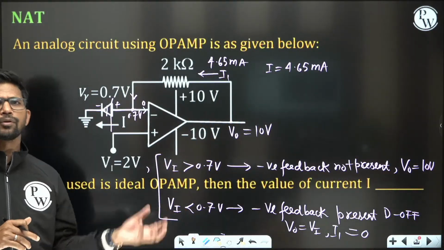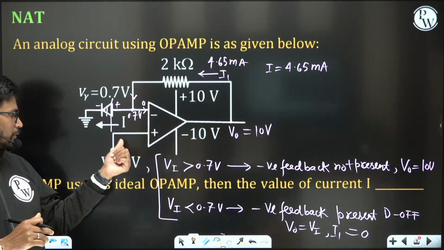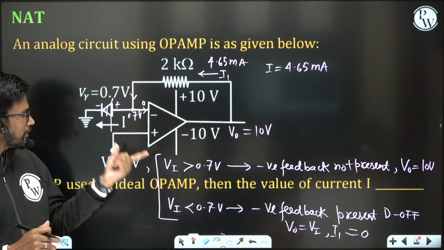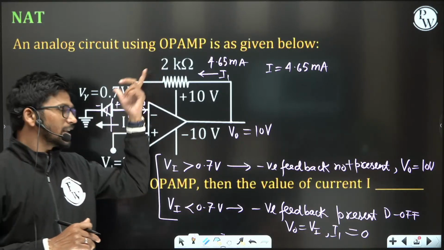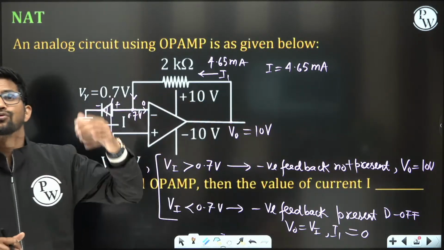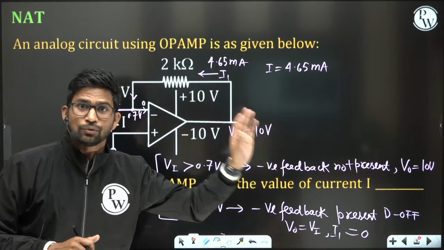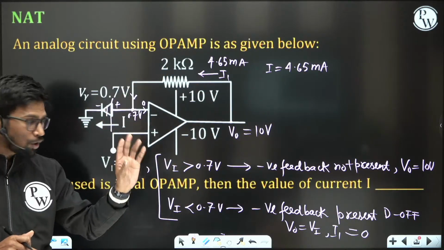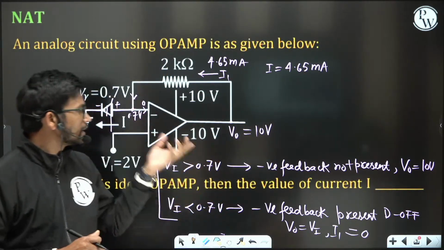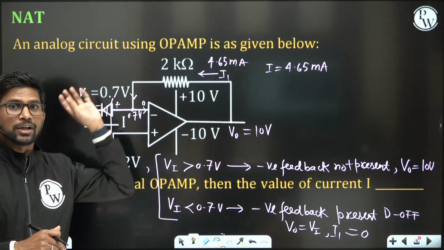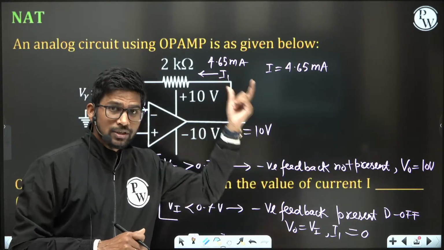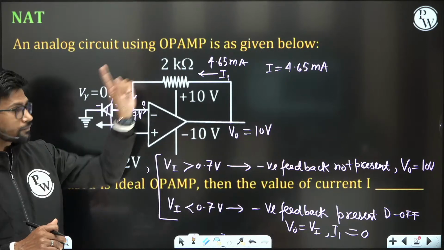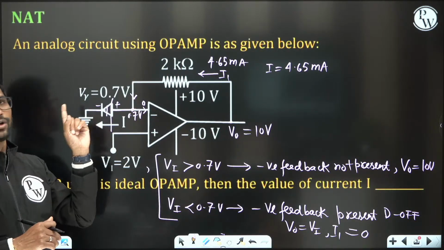This is a very beautifully framed question. For Vi less than 0.7 volt, this diode is in off condition and negative feedback is dominating. It is working like an amplifier and output V naught is equal to 2 volt. Current I1 is 0, and for Vi greater than 0.7, negative feedback is not present. It is working in open loop configuration. Output is 10 volt and current is 4.65 milliampere. This diode is in on condition.